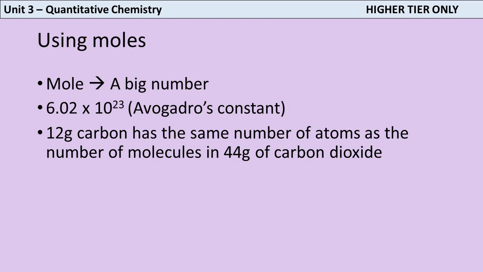Now for higher tier only, you need to be happy using something called a mole. A mole is just a really big number. You know that a dozen means 12, and a million means 1 with 6 zeros after it. Well, a mole is 6.02 times 10 to the 23, and we sometimes call that number Avogadro's number or Avogadro's constant. It represents the number of atoms in the relative atomic mass of a substance in grams. So say the number of atoms in 12 grams of carbon, or 16 grams of oxygen, or 1 gram of hydrogen. That's also the same as the number of molecules in 44 grams of carbon dioxide, or 18 grams of water.